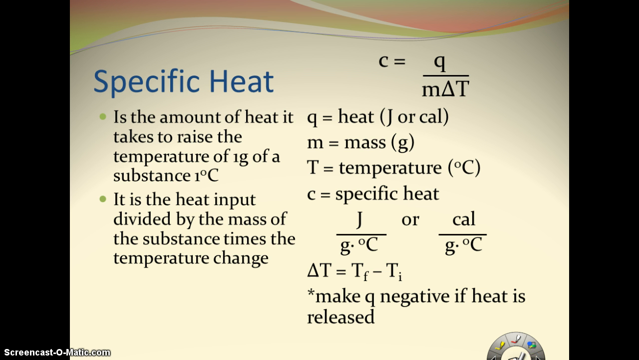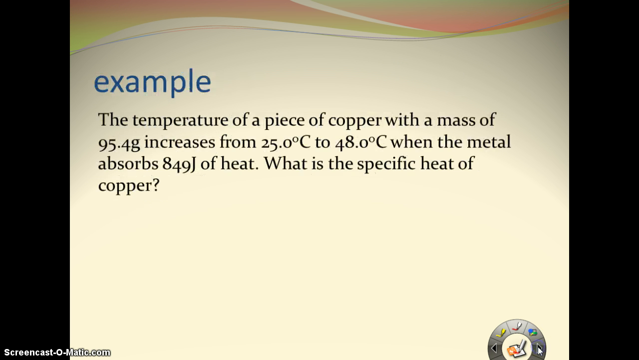If this is exothermic, remember to make your Q negative because your delta T would then be negative, and we need to keep a positive answer for our specific heat. So if heat is being released, make sure you give Q a negative sign. It's not necessarily a negative value, but we need to use that sign to indicate that heat is being released.